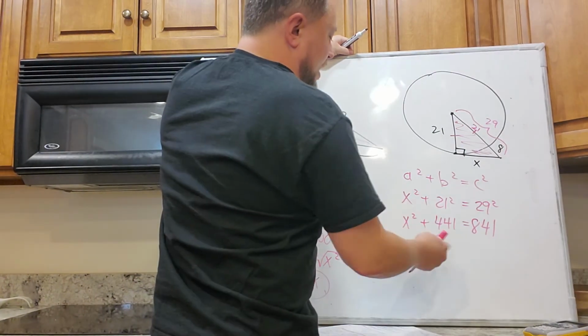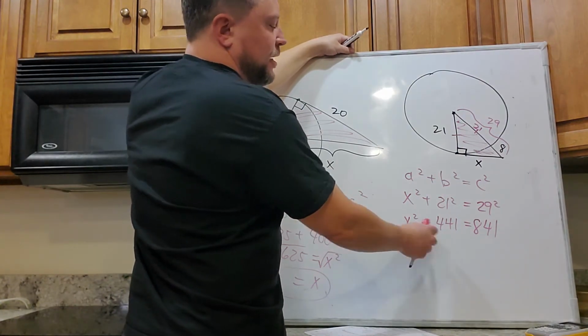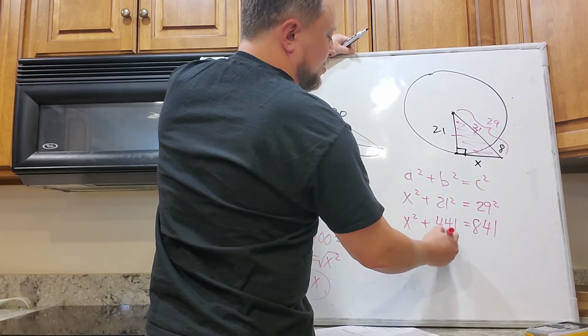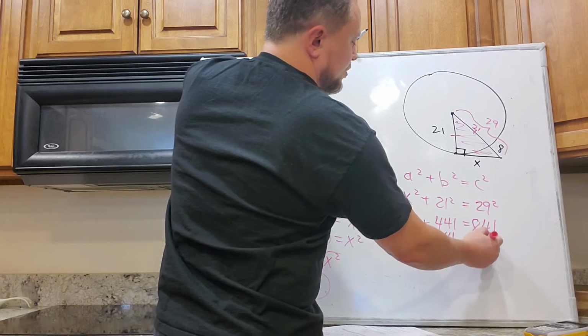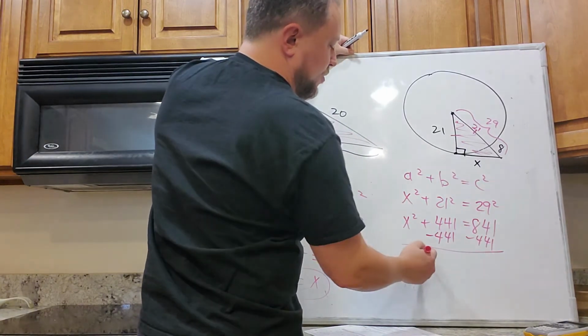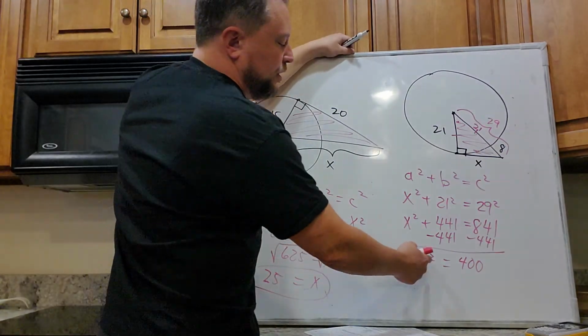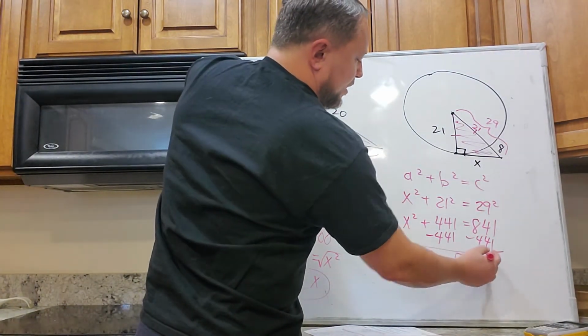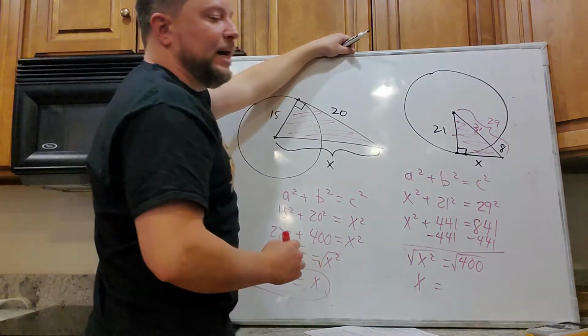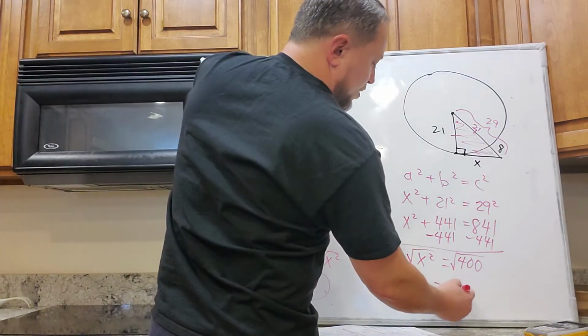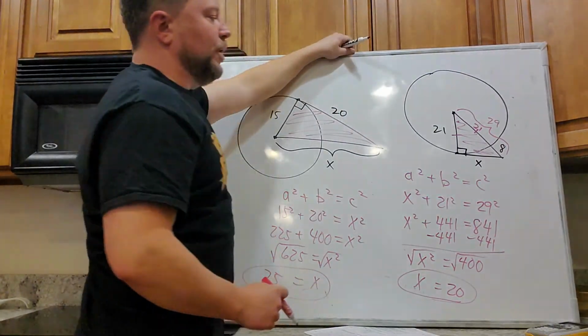Okay, now I want to get the x by itself, so I'm going to subtract that over to the other side. So I'm going to subtract a 441 off of 841. Notice that leaves you with 400. When you square root that, that conveniently, again, is going to come out to a nice whole number for you. That one comes out to 20 on that one.